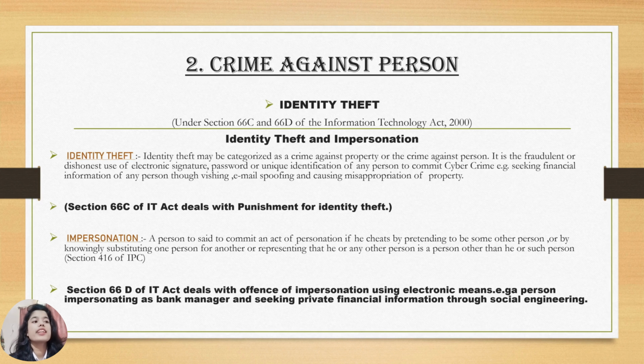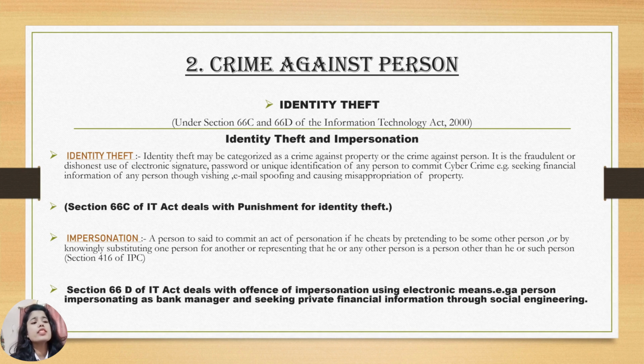Let's study crime against person: identity theft, under Section 66C and 66D of the IT Act 2000. Identity theft and impersonation. Identity theft may be categorized as a crime against property or a crime against person. It is the fraudulent or dishonest use of electronic signature, password, or unique identification of any person to commit cybercrime. Example, seeking financial information of any person through vishing or email spoofing, and causing misappropriation of property.